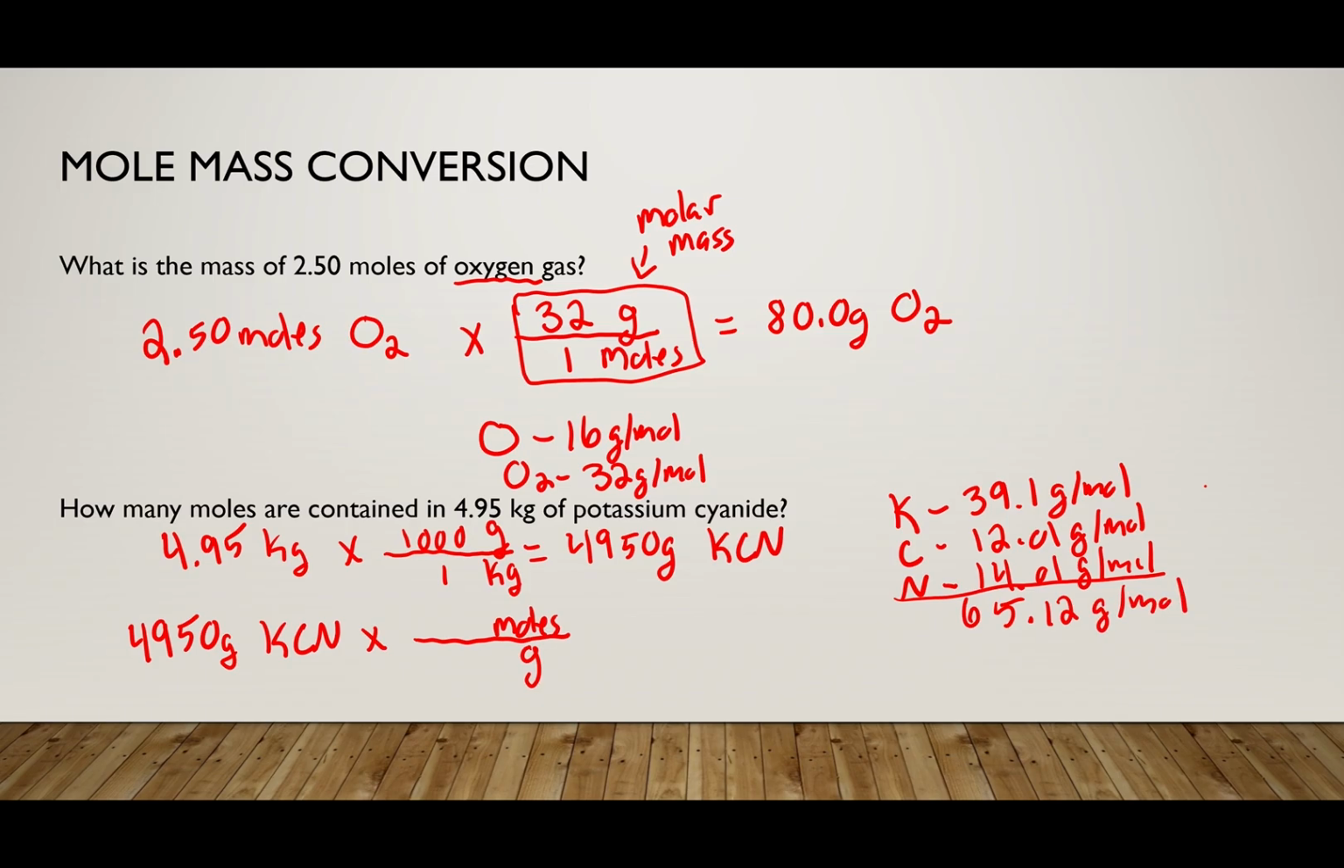So then if we head back to our conversion, within 1 mole of potassium cyanide, that would be 65.12 grams. So then we take 4,950 grams of potassium cyanide times 1 over 65.12, and that gives us 76.0 moles of potassium cyanide. So in the first case, we are essentially multiplying by molar mass to convert from moles to mass, and in the second case, we are dividing by molar mass to go from mass to moles.